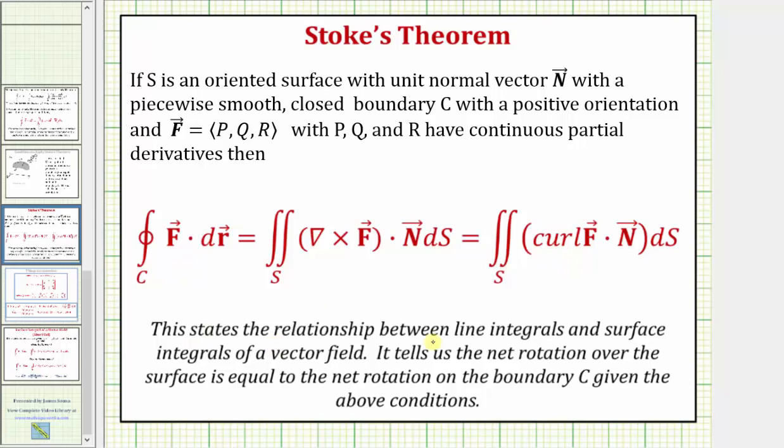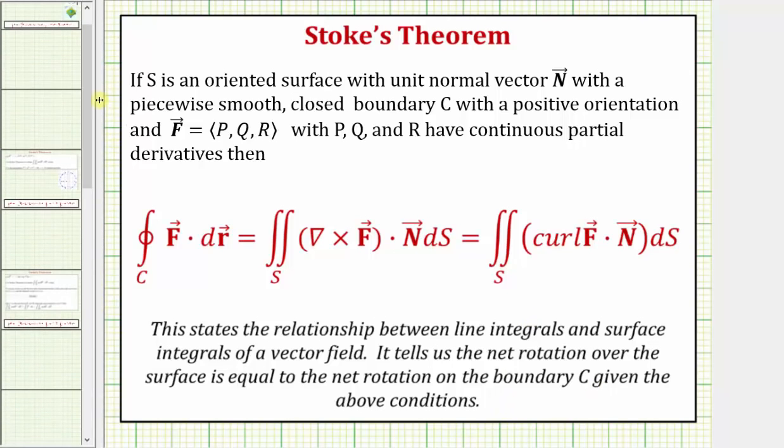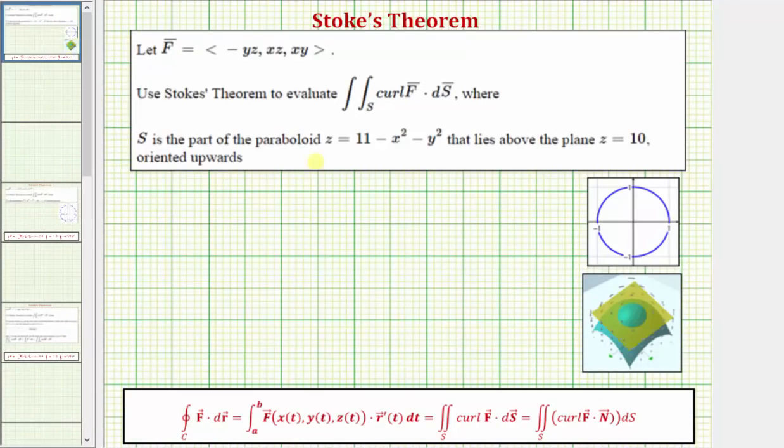So this states the relationship between line integrals and surface integrals of a vector field. It tells us the net rotation over the surface S is equal to the net rotation on the boundary C given the above conditions. So going back to our example, let's look at what's happening graphically.